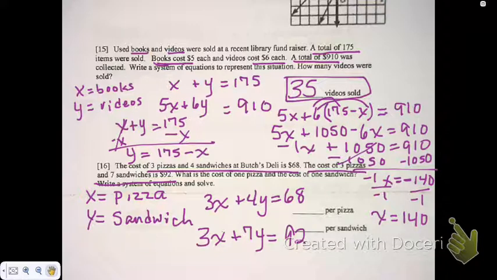All right. And then you will solve for 1 variable, substitute, solve the equation, and you'll be able to find the cost per pizza, cost per sandwich. Does it matter which one we do first? Does not. You can start whichever one you want to.